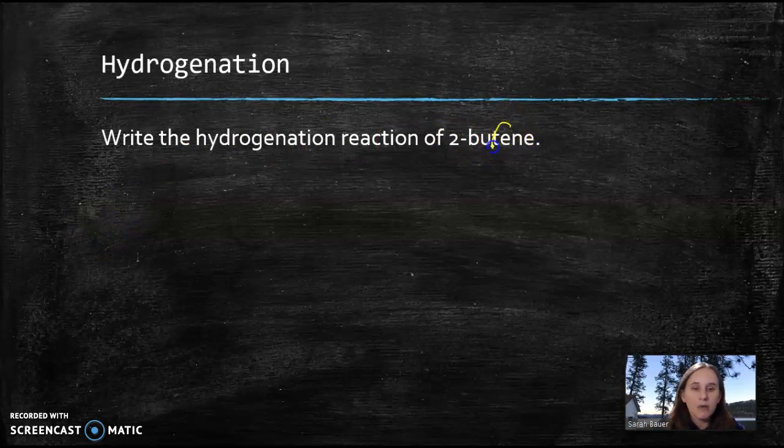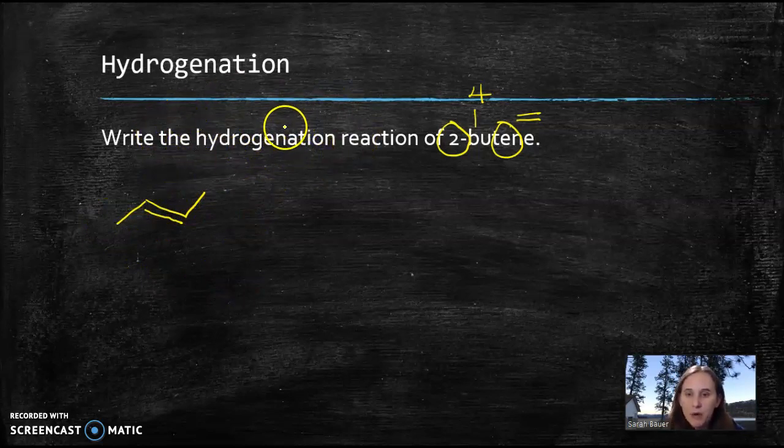So 2-butene. Butene tells me it's an alkene, so I know I'm going to have a double bond in it. And the but tells me that I have 4 total carbons. And the 2 tells me where that double bond is located. So I'm going to draw 1, 2, 3, 4. There's my but, and then I'm going to put the double bond on my second carbon, and that distinguishes it from some other structural isomers of butene, because we could have the double bond between carbon 1 and 2.